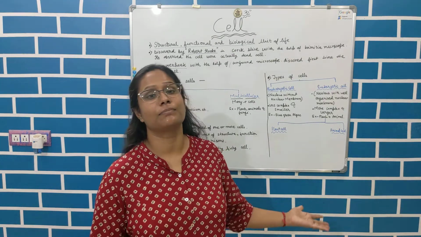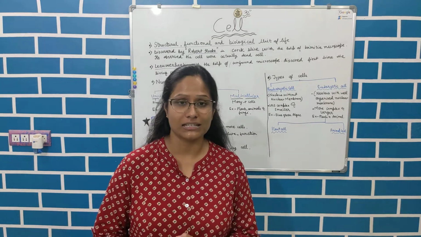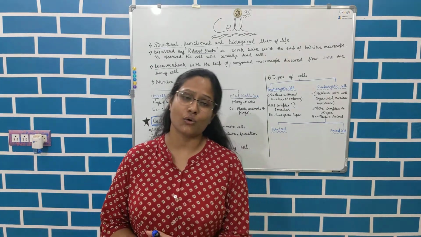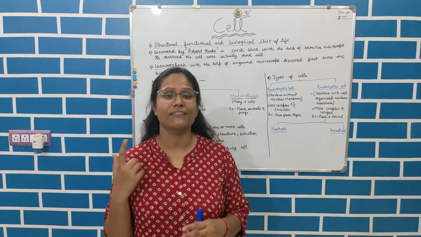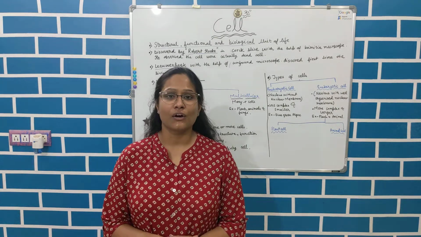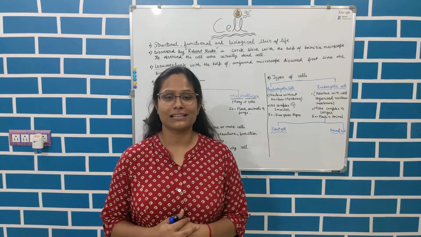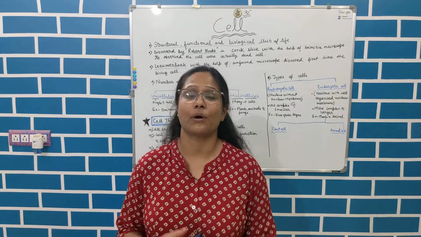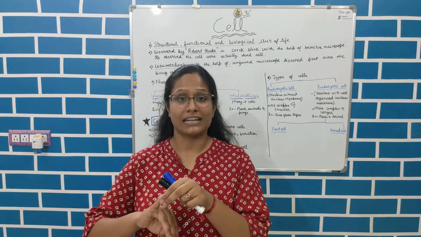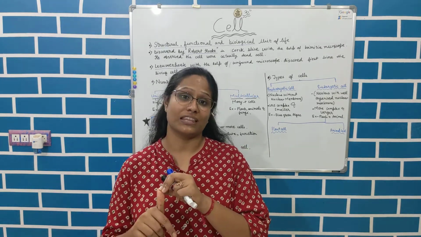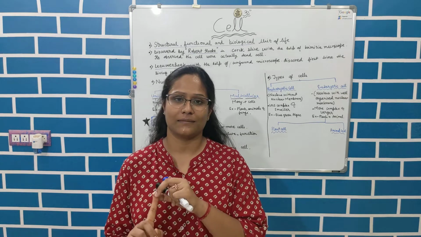Eukaryotes are also further divided into animal cells and plant cells. About animal cells and plant cells, their differences and their figures, we will study in our next class. So the overall conclusion of today's class: today we have studied about the cell, its definition, discovery, types, shape, and one most important thing, cell theory.